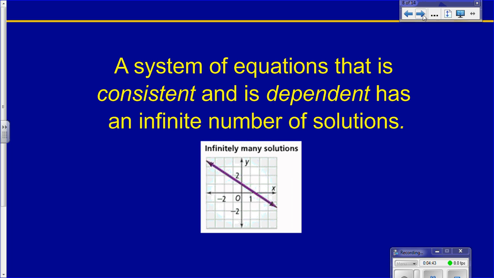You can also have a system of equations that is consistent and dependent. And that means that it has an infinite number of solutions. When that happens, you're actually graphing the same line twice. The equations may look different depending on what form they're in, but when you graph them, you actually get the same line.